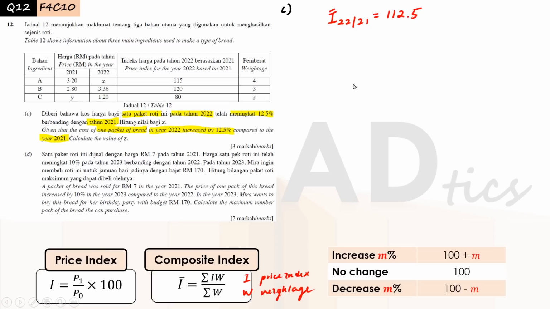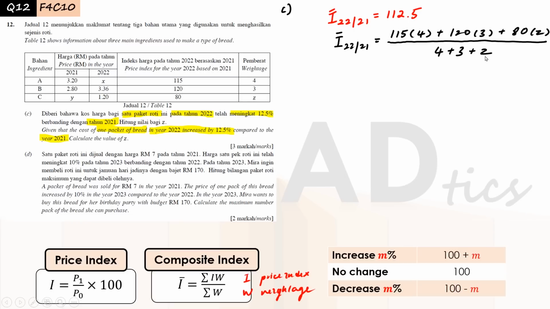Okay, so we are going to find out all the price index from this table and all the weightage from this table. Alright, so this will be our numerator part. Then for the denominator part, we are just going to add up all the weightages. So here will be 4 plus 3 plus Z.